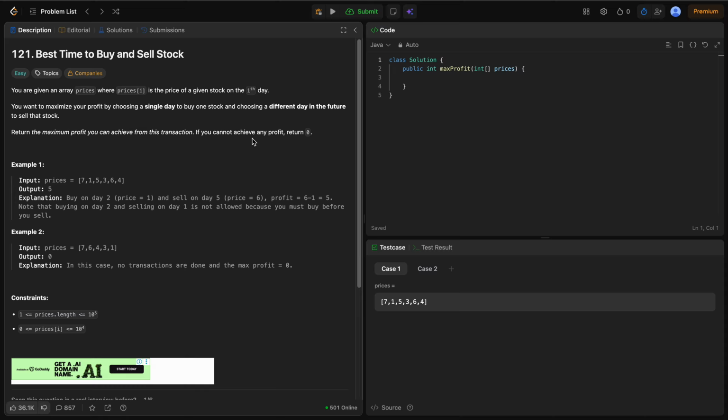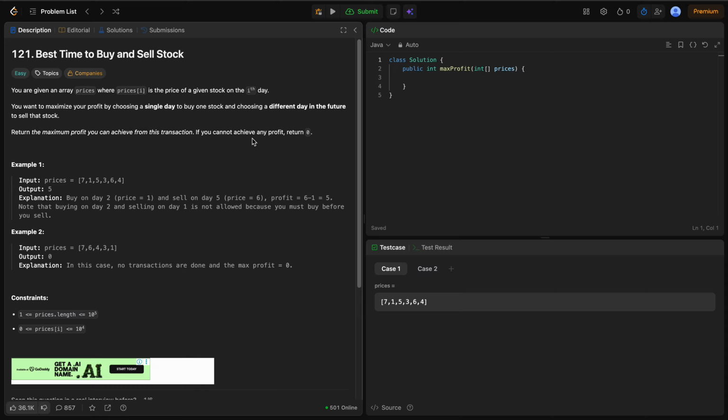And if I didn't find any profit, what do I need to return? I need to return 0, right? So this is what they ask. So observe, guys, how we can solve this problem. Okay, so one of the approaches, brute force, I could think of is, let's say this prices array.